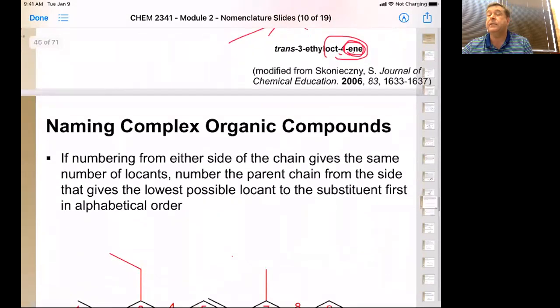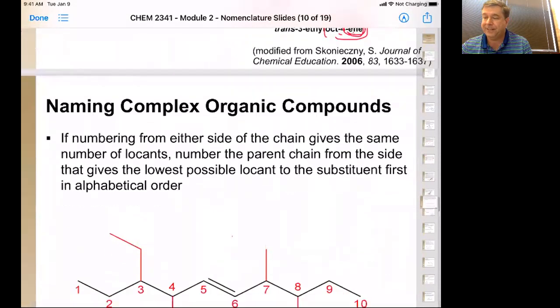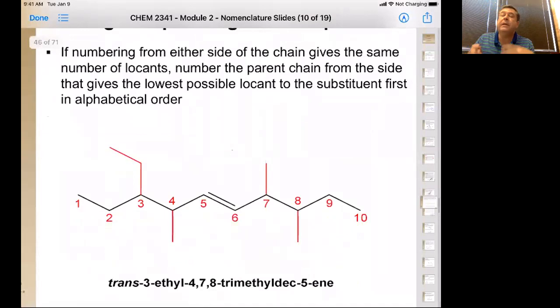Okay, so now let's add another rule. If numbering from either side of the chain gives the same parent and the same substituent numbers, you actually give priority to the lowest alphabetical order. Okay, let me describe that here.